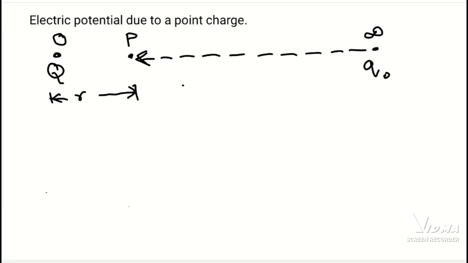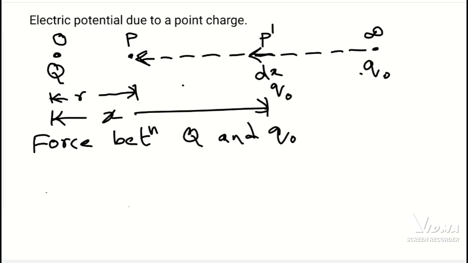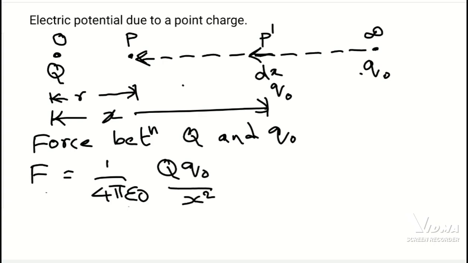Now, in the path, for example, at some random point P dash, the charge is displaced by a distance dx, so that it is at a distance, for example, x from charge Q. So when the charge Q0 is at a distance x from the charge Q, the force acting between charge Q and Q0 is given by F is equal to 1 by 4 pi epsilon naught capital Q into Q0 by x square.